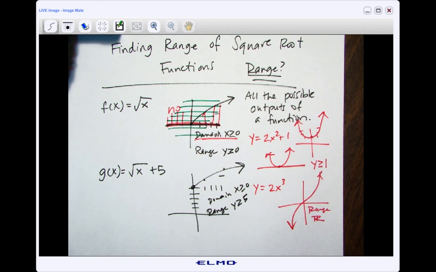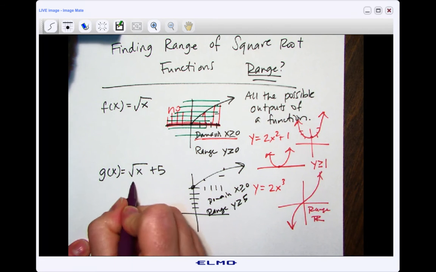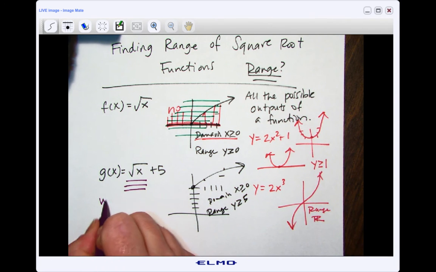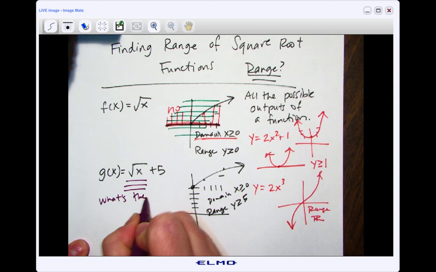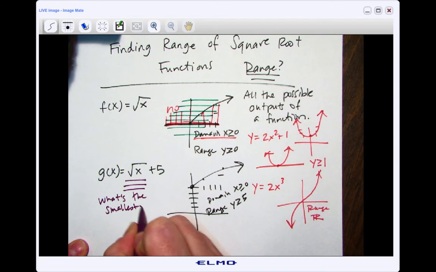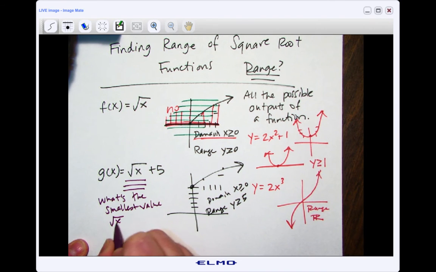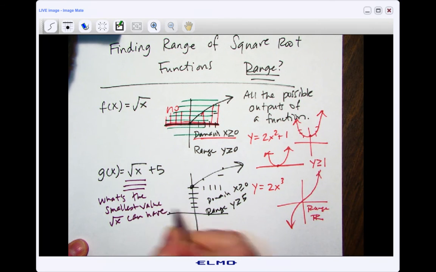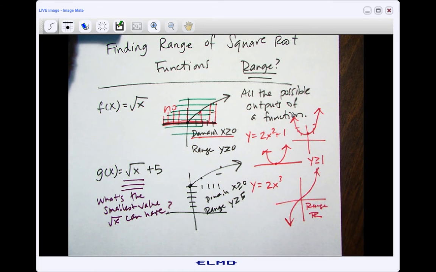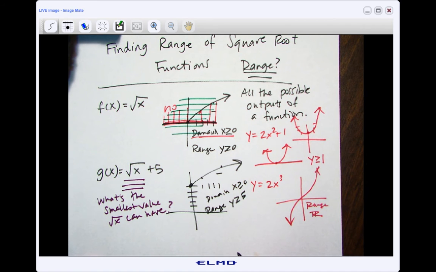Okay? Now another way you could think about it is kind of like reasoning skills, right? What's the smallest value square root of x can have? So what do I mean? I mean, well, I can get a 1, I could get a 2, I could get a 15, but I can't get a negative 1, right? Because you can't get a negative number from a square root.